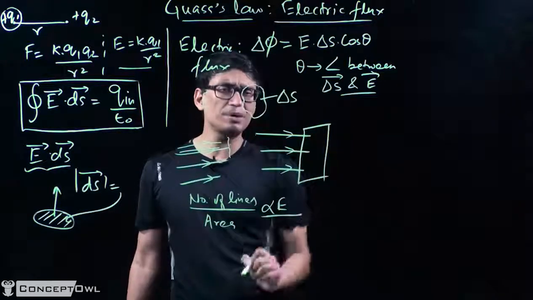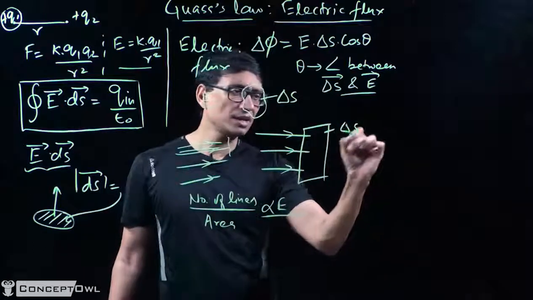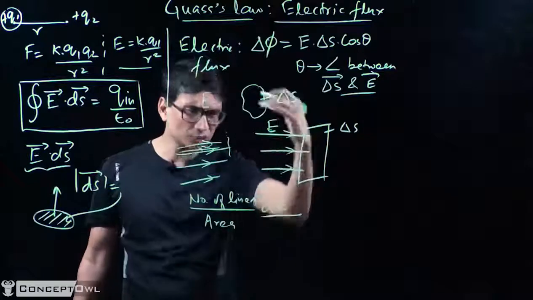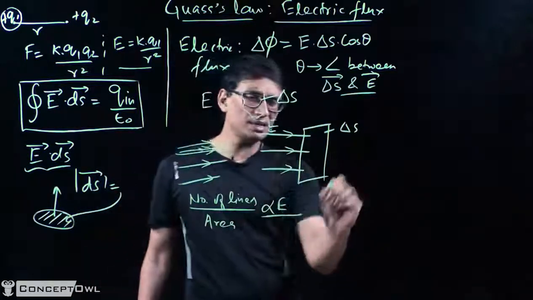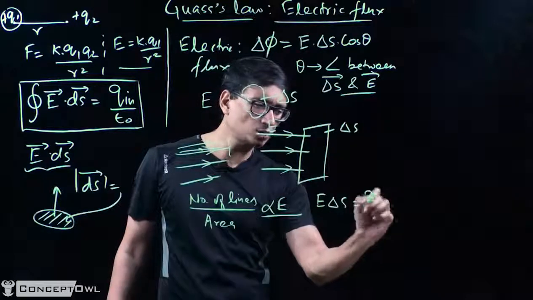And this area is perpendicular to the electric field, right? And this area, let us say, is delta S. And the electric field is constant, its magnitude is E. E is constant everywhere, right? What will be E delta S? E delta S is telling us what?